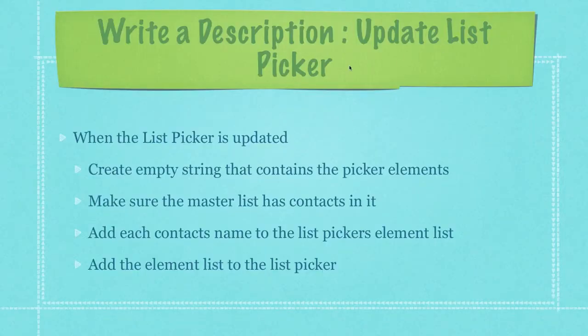So here we are, update list picker. What are we going to do? Well, we're going to go in here and we're going to create an empty little container that's going to contain all of the elements that are going to go in the list picker. Then I'm going to make sure that the master list has contacts in it. Then I'm going to add each contact's name to the list picker element list. I just want the names, I don't want anything else. And then I want to add the element list back to the list picker. So let's go and model that out.